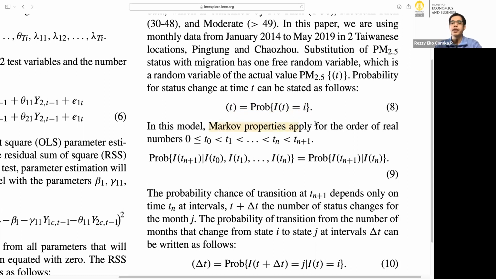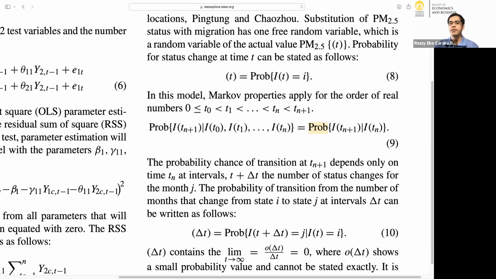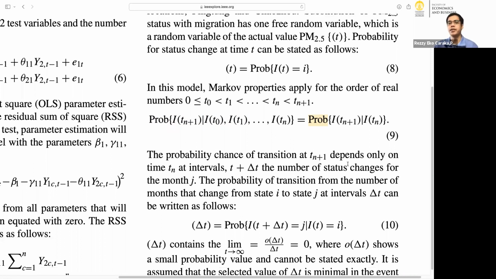So the Markov property, for every order of the real numbers starting from 0, less than T0, less than T1, and so on until our last prediction or our last state space, lets us extend the equation like this. The probability of I at Tn plus 1, given the information I at T0 until Itn, equals the probability of Itn plus 1 with the condition of the information at Tn. So this is how we can measure the probability transition.